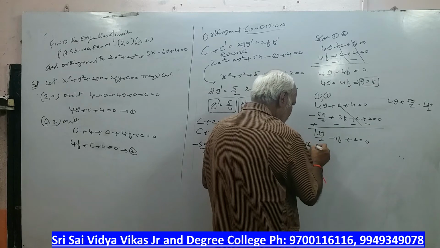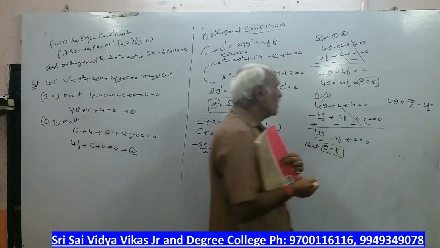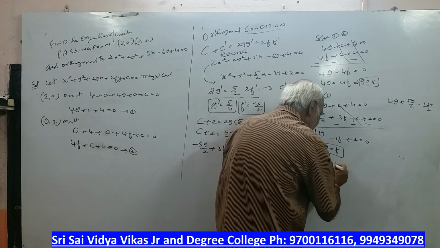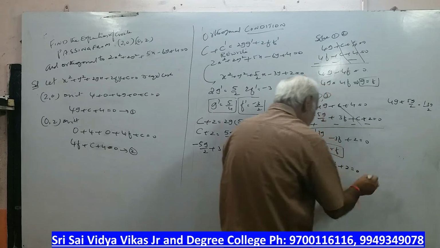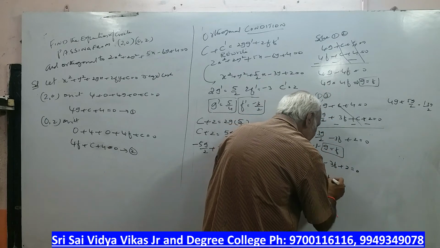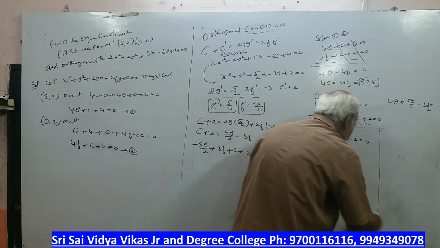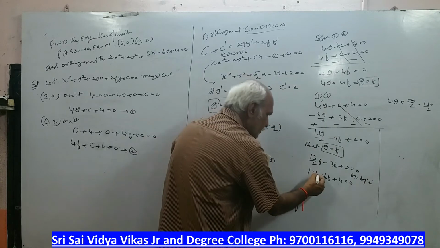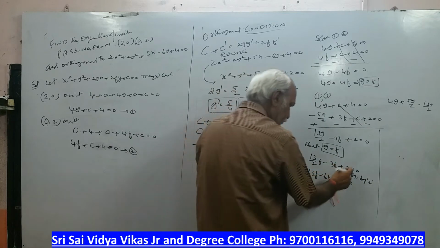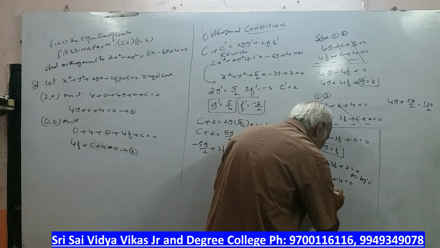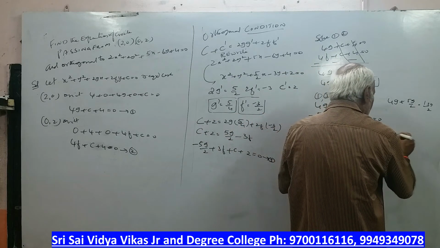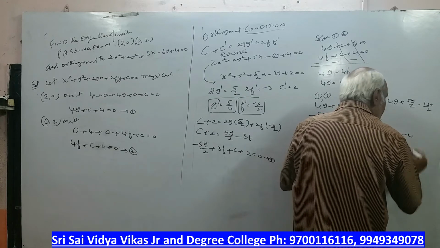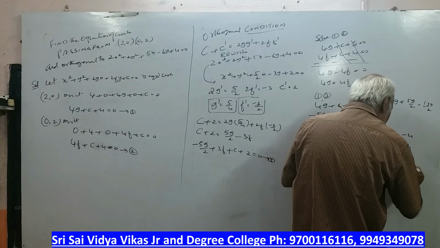But we know g is equal to f. Already we got g is equal to f. We will put here. So, 13 by 2 f minus 3f plus 2 is equal to 0. Multiply by 2: 13f minus 6f plus 4 is equal to 0. So this becomes 7f plus 4 is equal to 0. So, 7f is equal to minus 4, f is equal to minus 4 by 7. Therefore, g is also minus 4 by 7.